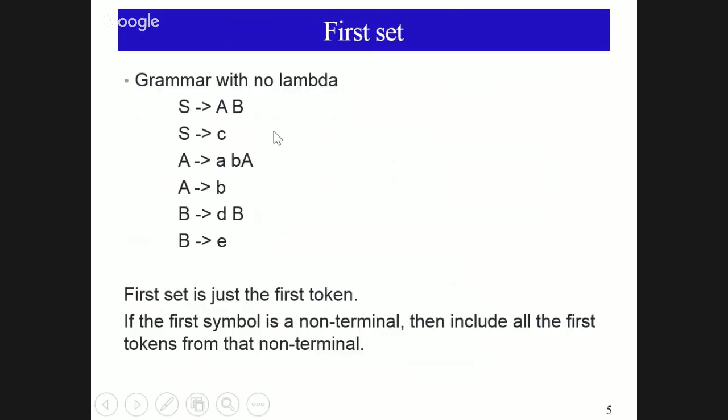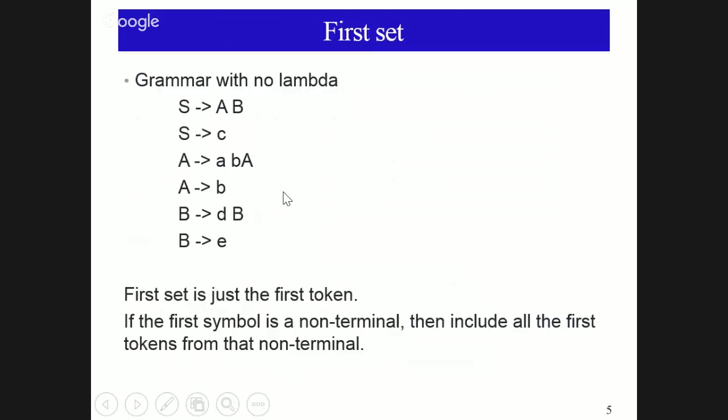So what's the first set of B? Well, D or E. What's the first set of A? Little a, little b. What's the first set of big S? Well, little c or O, and big A. What's big A? Little a, little b. Okay, so still, everything is in the first column. And notice this one has no lambdas, which makes it a little easier.